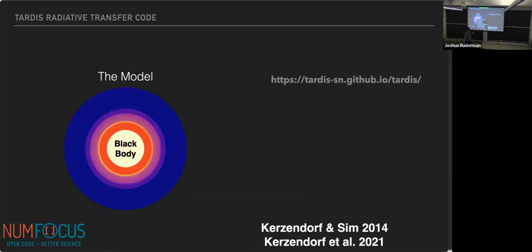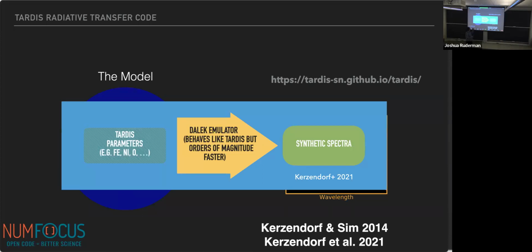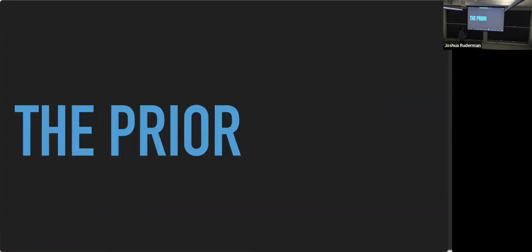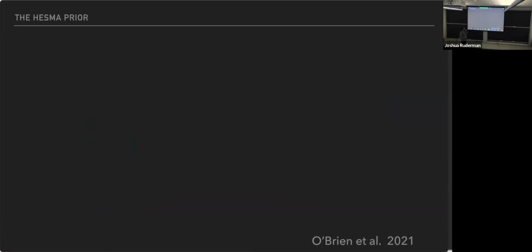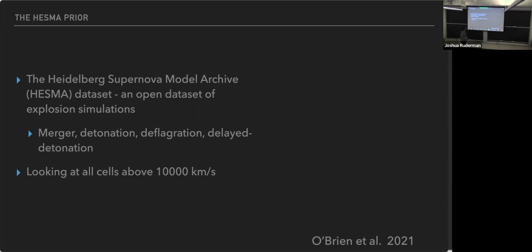It's an open science code. Essentially what it does is take one of these models and spit out a spectrum, and now we have the emulator on top of this. The prior is something where Jack did a lot of cleverness. He went to a model archive where people had evaluated many different explosions, the Heidelberg Supernova Model Archive, which is an open dataset of explosion simulations. He used the mergers, detonation, deflagration, and delayed detonation models to inform the prior, like how much variation we allow in the different parameters.